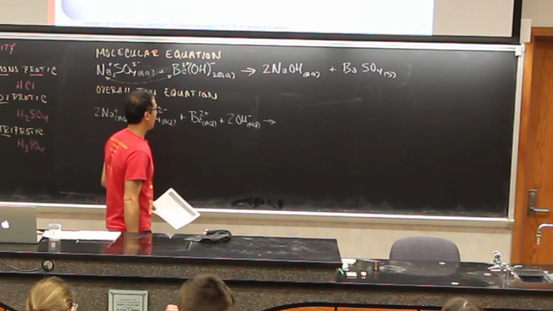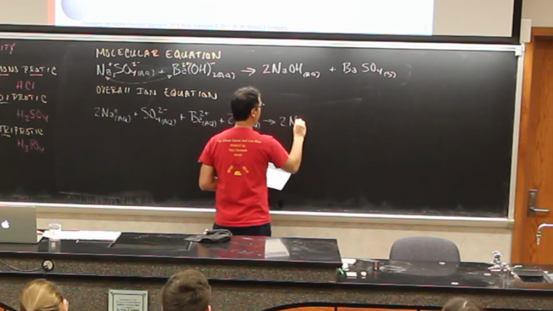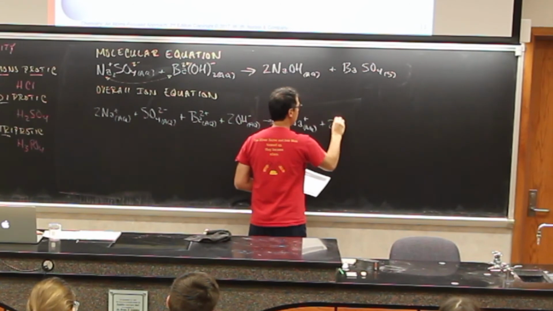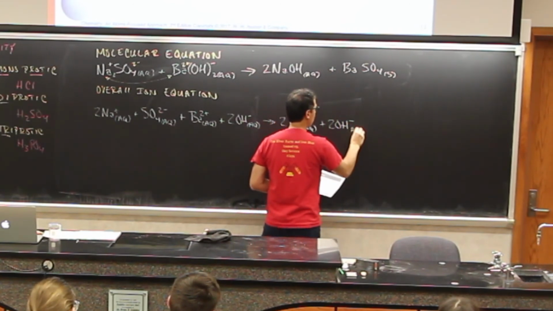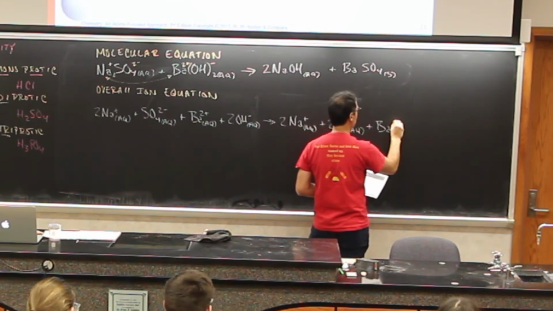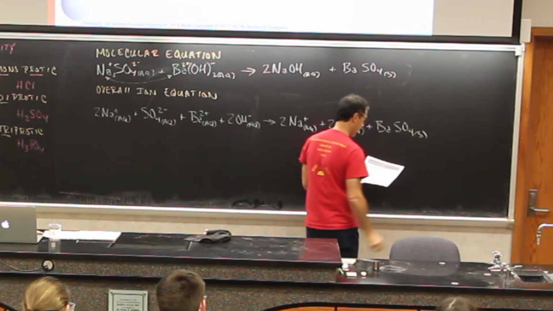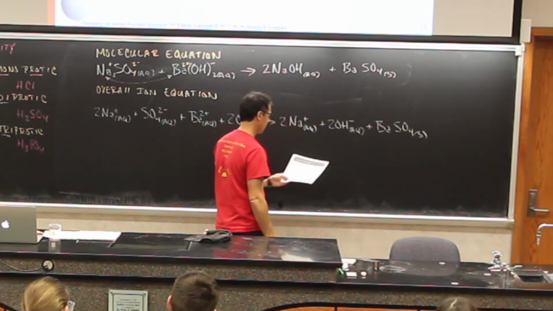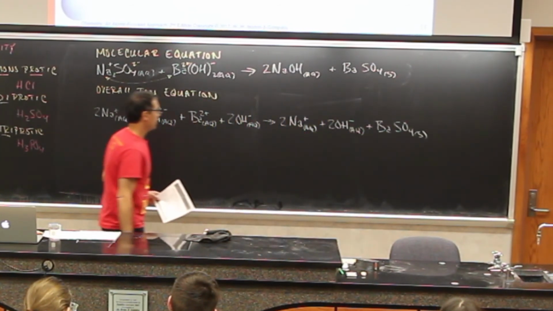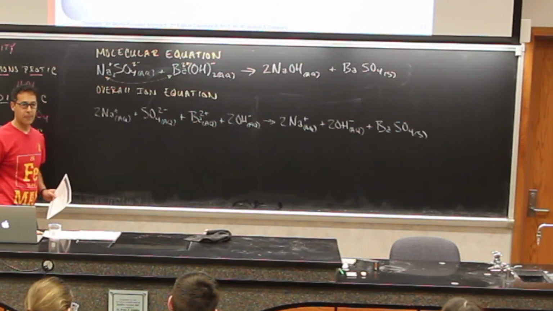Okay, we can do this, we got this, in the home stretch now. And we've got 2 sodiums, Na+ aqueous, and we've got 2 hydroxides, OH- aqueous, and we've got barium and sulfate, BaSO4, solid. All right, so now this is all of the ions dissociated, all written out like that, okay?